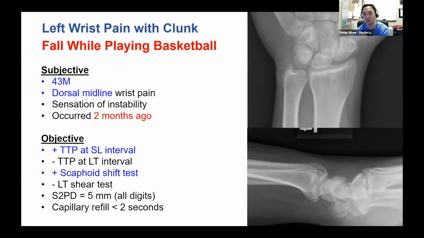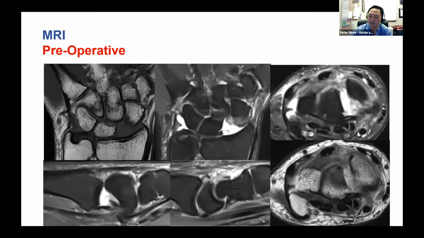He's 43 years old, very active, was playing basketball and fell, dorsal midline pain about 2 months ago. Has a scaphoid shift test, tenderness at the SL, LT's okay, neurovascularly intact. And you could see this image here, which something just doesn't quite look right. And just like Lauren said, if you look at Gilula's arcs, Gilula's lines, they just don't quite fit.